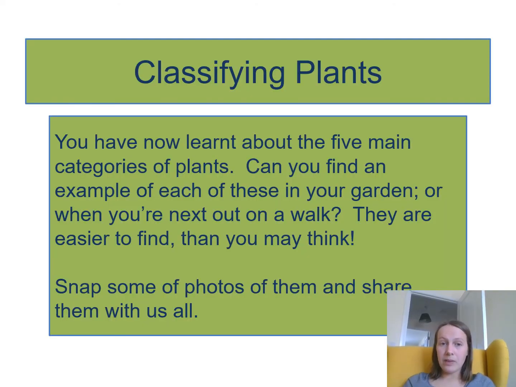So you've now learnt about the 5 main categories of plants. You can always go back and look if you need to. Can you find some examples of each of these in your garden or when you're on a walk? A lot of them are easier to find than you may think. Now, I'd certainly agree with that, because anything you see with a pine cone, that's a conifer. Anything you see with a flower, that's a flowering plant. You'll see moss, look on stones. It's a really good place to start looking for moss. What else is on there?